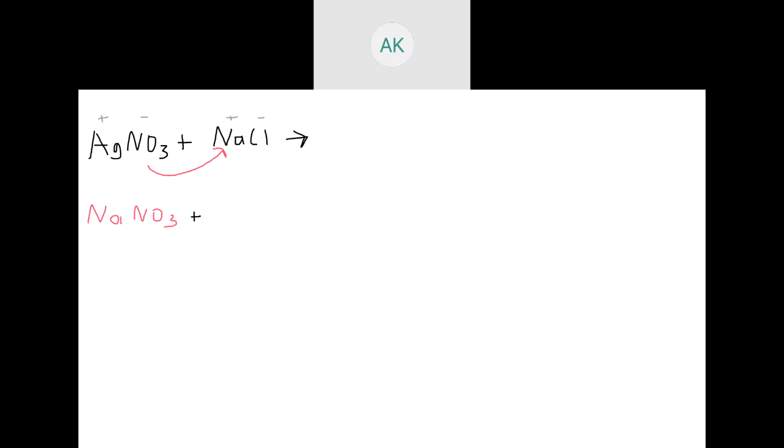Now moving forth, we are going to take what is remaining. So we have silver chloride. Silver being the cation is going to come first, so AgCl. So there are our products, but we're not done yet.